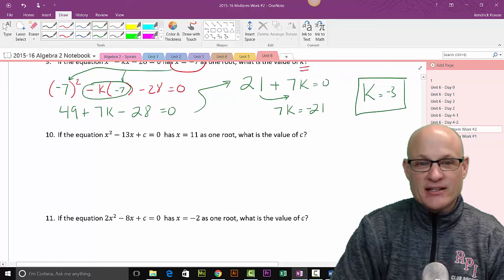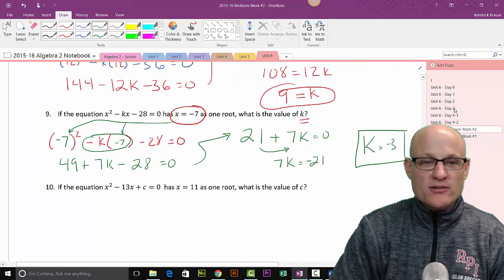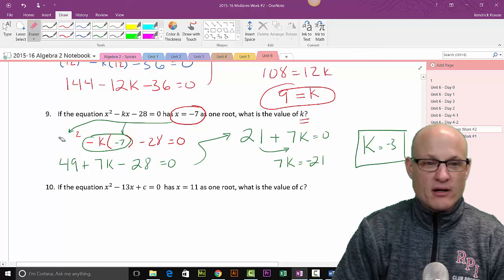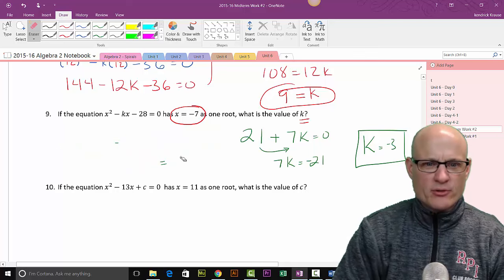Almost done, kids. Oh, so some of you don't believe me. Maybe you're like, oh, I wonder if there's a way that I can prove that works.